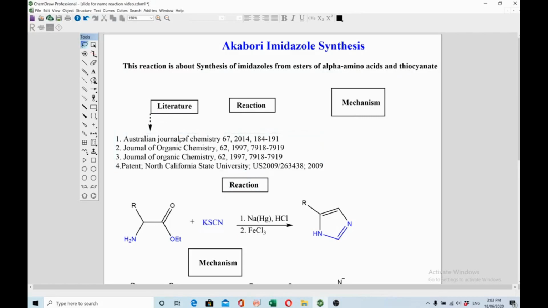Where this has been published, I have highlighted a few journals and a patent where this has been published. Australian Journal of Chemistry, this reaction has been published in this one. Journal of Organic Chemistry, Journal of Organic Chemistry, and a patent also in California State University.